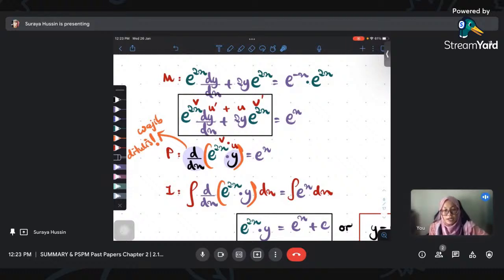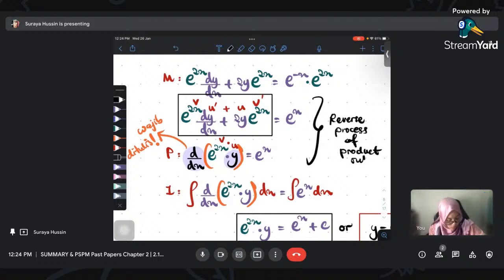I really need some respon dekat sini. Saya sangat memerlukan respon yang ini. So far, faham ke tidak the reverse process of product rule? Do you understand it? Okay, you faham ya, Eva? Thank you, Eva. How about the others? Do you understand that this is what we call as the reverse process of product rule?